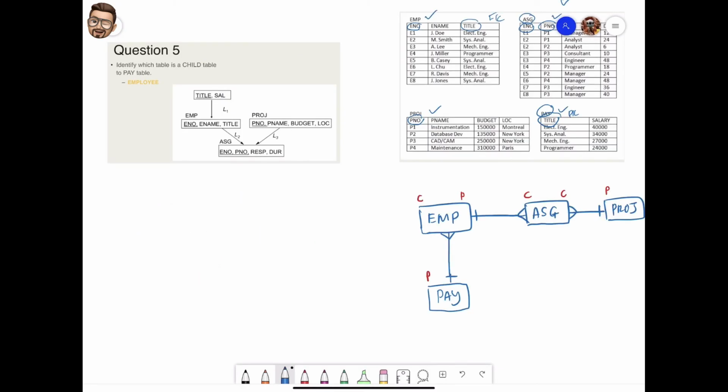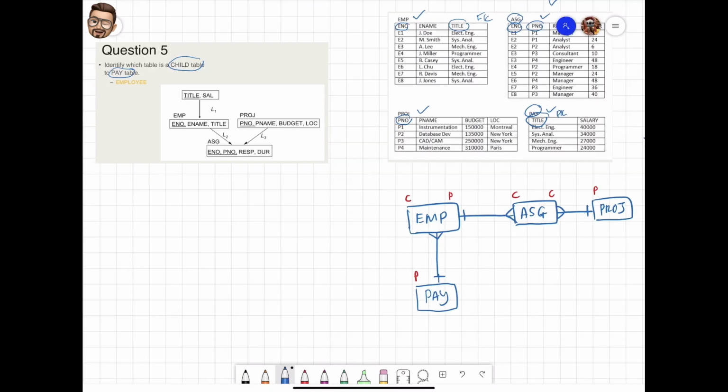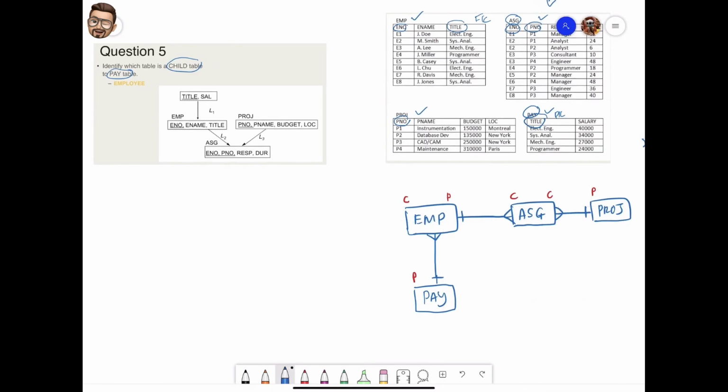So let's take a look at question 5. Identify which table is a child table to the pay table. So if we take a look at our ERD draft here, which table is a child table to pay? Pay is the parent, employee is the child. So we can say the child table to pay is the employee table. So this is very much related to question number 6. After this, we'll take a look at question number 6.